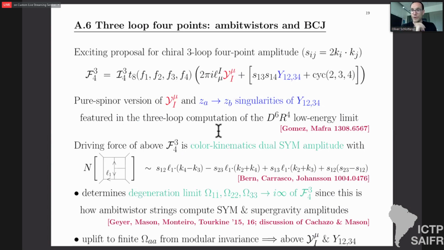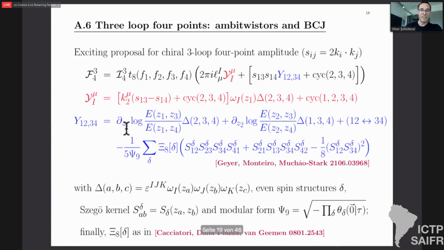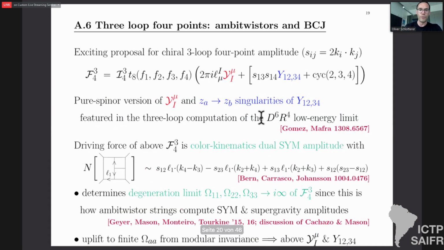And of course, we already have an impressive 3-loop result from 8 years ago, done by Carlos Mafra and Humberto Gomez, who computed the low energy limit of 3-loop 4 points and showed that the D^6R^4 contribution ties in with S-duality. So Carlos and Humberto had a substantial part of the chiral amplitude on the previous slide. Namely, they had the contribution which does contribute to D^6R^4. But that stuff below here only kicks in at higher order, namely D^8R^4. That's why it wasn't needed in earlier work.